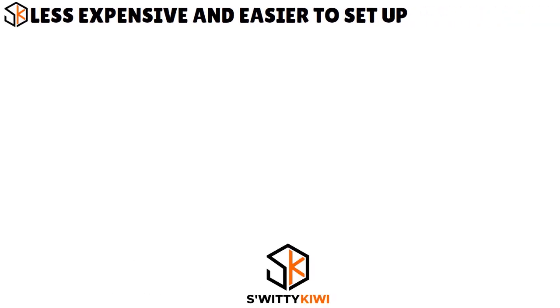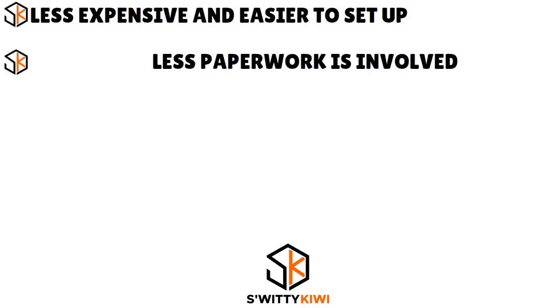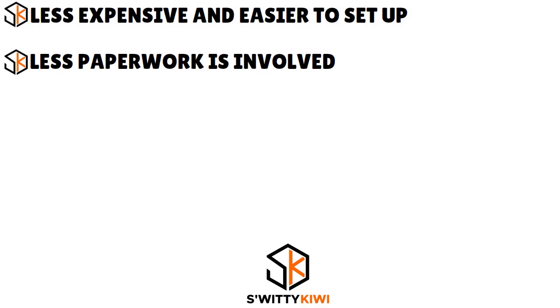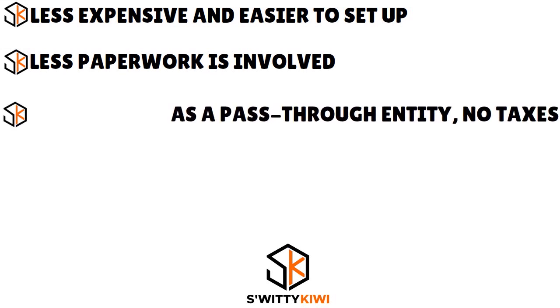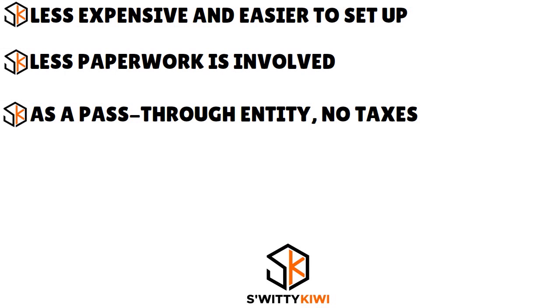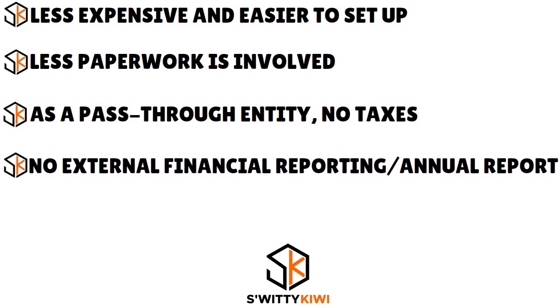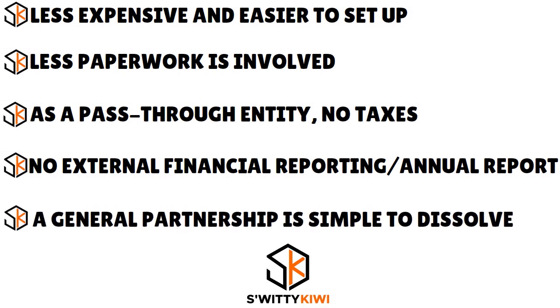A general partnership is less expensive and easier to set up than a corporation or LP. When it comes to taxes, you don't owe that many taxes at the partnership level. You have less paperwork involved, especially when it comes to taxation. In the U.S., filing partnership paperwork with a state is generally not required, though certain registration forms, permits, and licenses may be necessary at the local level. As a pass-through entity, the partnership pays no taxes, and so no external financial reporting. No annual report is required, and a general partnership is simple to dissolve.